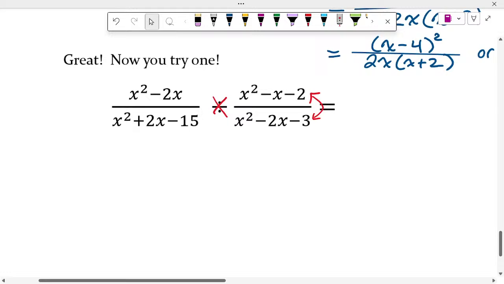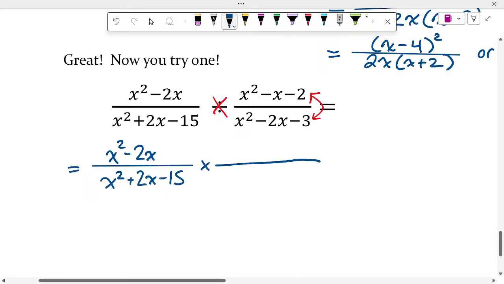Now, let's get to it. What's the next line of this? This will be the same, right? X squared minus 2x over x squared plus 2x minus 15. And then we change this to multiplication, and then we've got to be careful. What goes on the top here? Yeah, x squared minus 2x minus 3. And on the bottom? X squared minus x minus 2. Okay, now we want to carry on here.